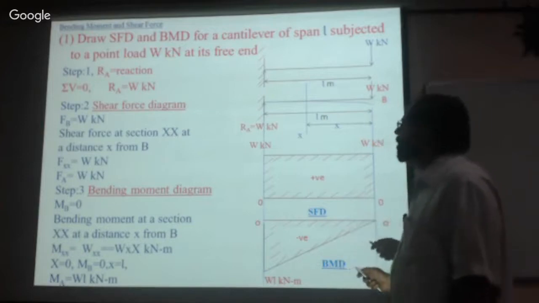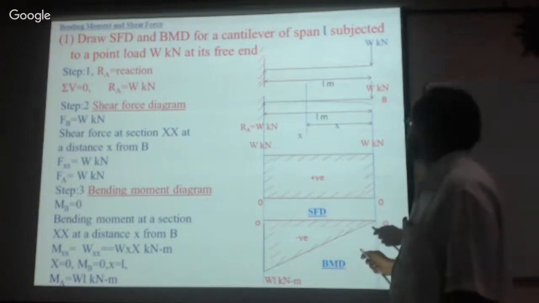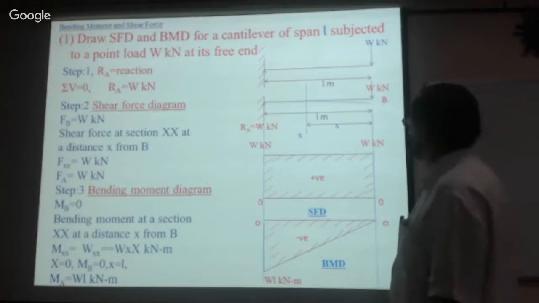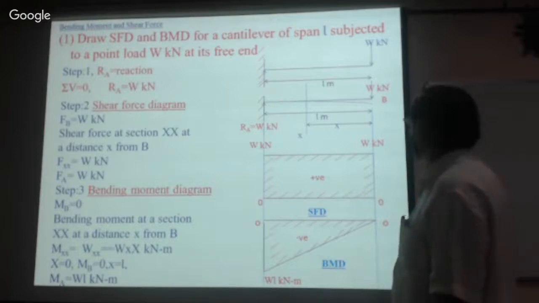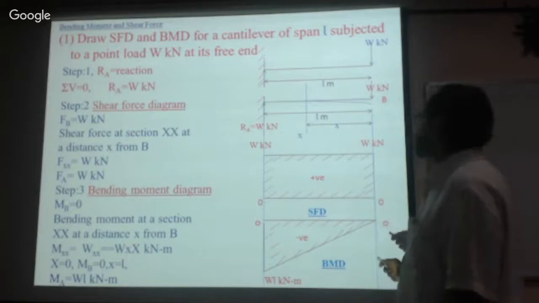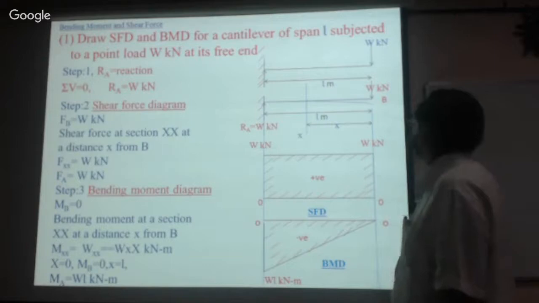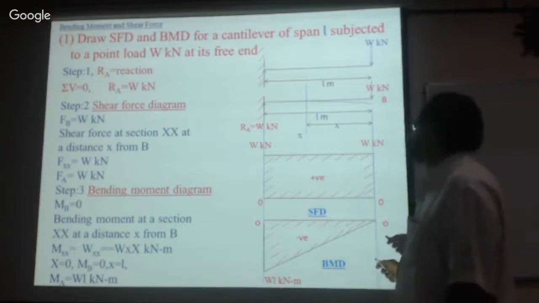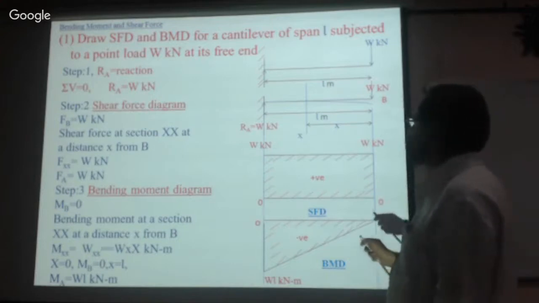Now in this problem we have only one support, that is the upward support reaction RA. We have only one support reaction RA and only one load W. Therefore sigma V is equal to zero, isn't it? The downward force must be equal to the upward force. Therefore the reaction is the same amount: W kilonewton is downward, W kilonewton is upward.